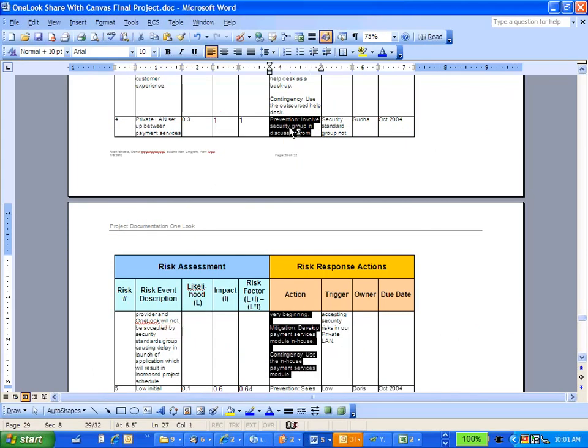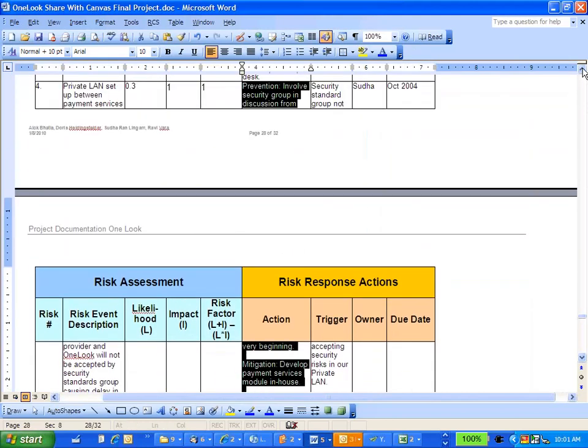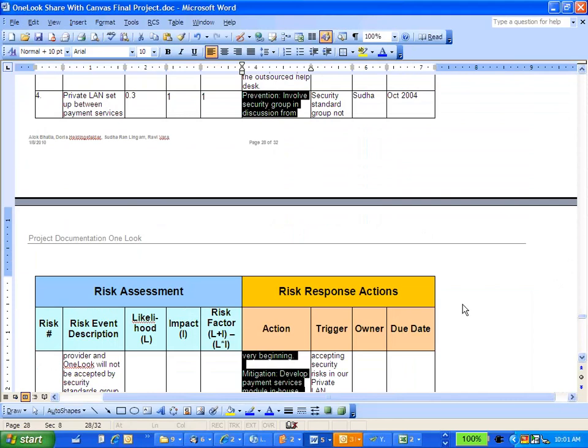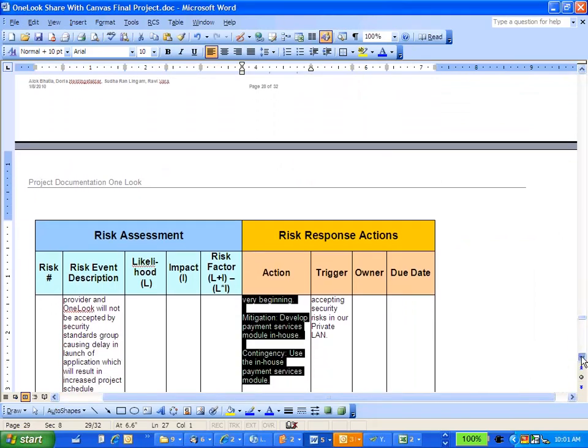Can I have a risk transference in this case? I can't transfer the risk. It's an internal risk. I can't transfer it to a third party. I can only either prevent it, or mitigate it, or plan for contingency. You can't transfer the risk.